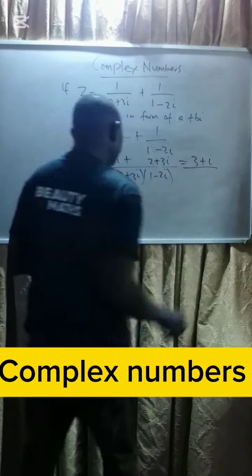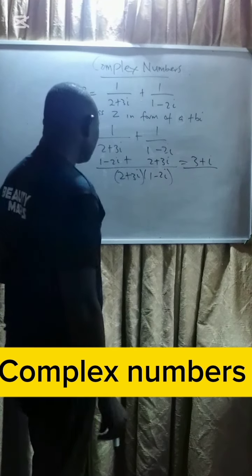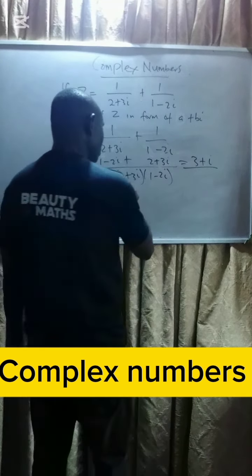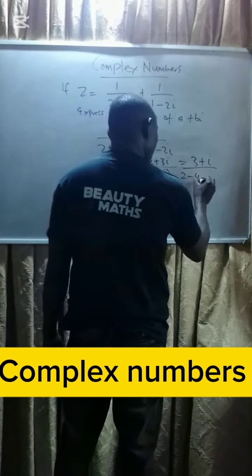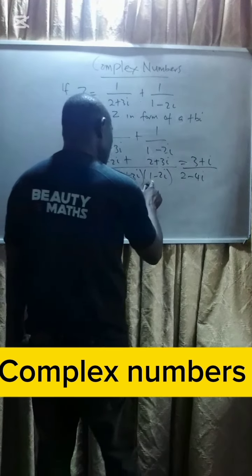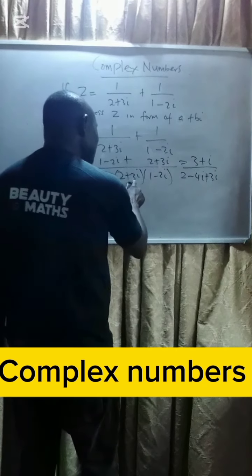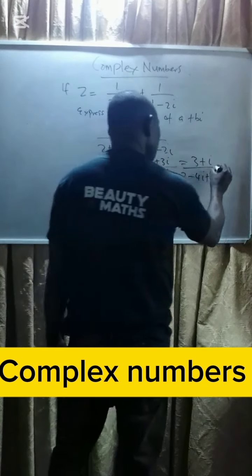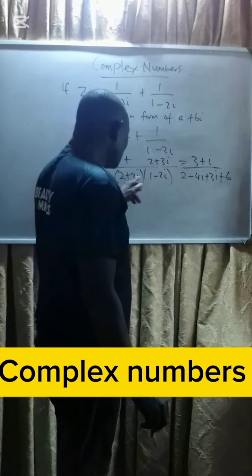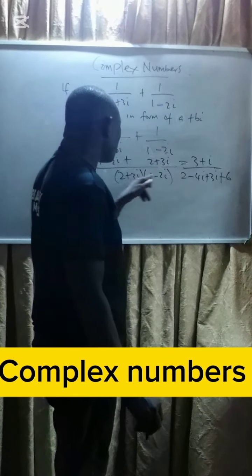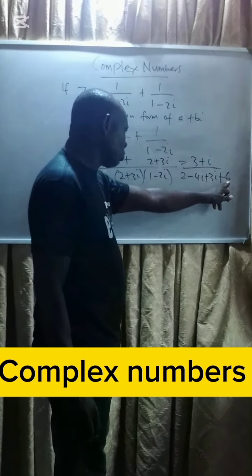Now, divided by, here I have to open the bracket. What do I do? I multiply the denominator. This times this will give me 2, this times this will give me minus 4i, this times this will give me plus 3i, and this times this will give me plus 6, because plus times minus is minus, but i squared gives minus 1, so it will give me plus 6.